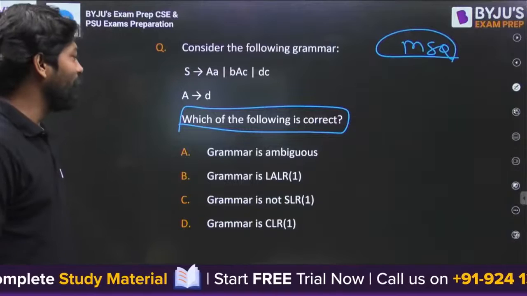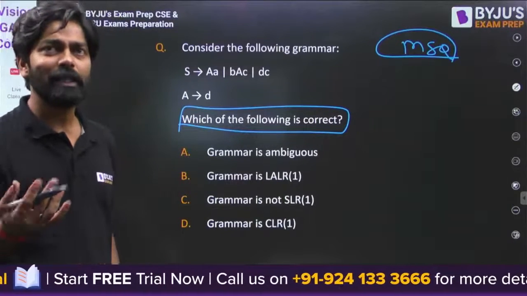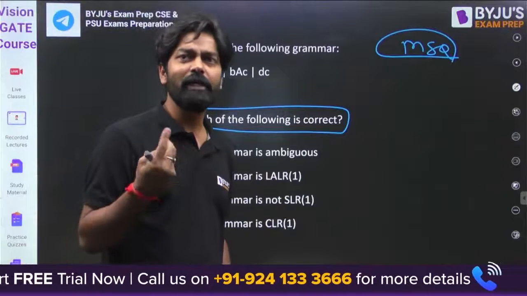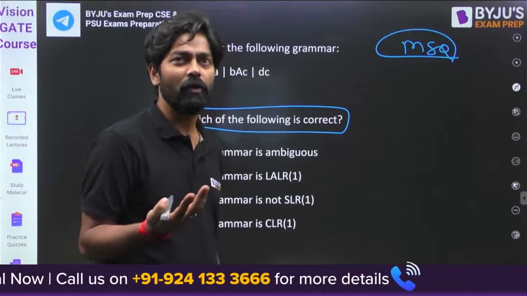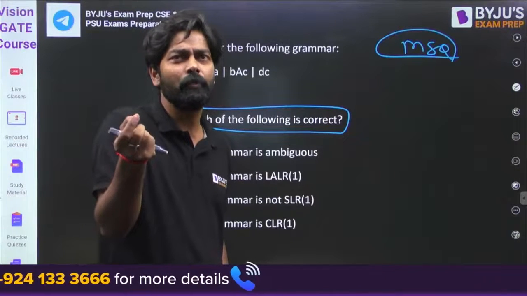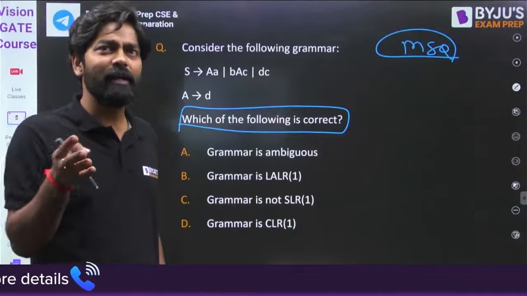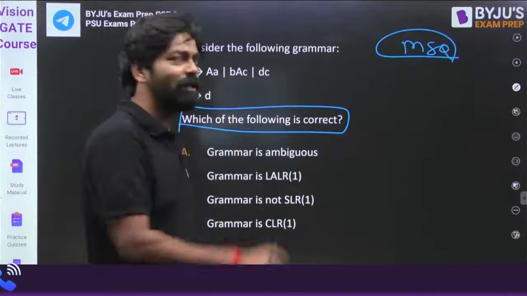It is MSQ. See, grammar is ambiguous. For any input string, if you have more than one parse tree, it is ambiguous. So it is very tough to find whether the grammar is ambiguous or not. You should take a one-length input string, two-length input string, three-length input string, like that. But clearly, if the grammar is left recursive and right recursive, it is ambiguous. But it is also not left recursive and right recursive.